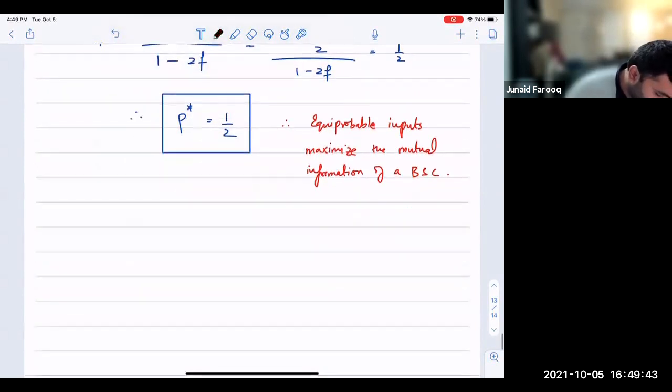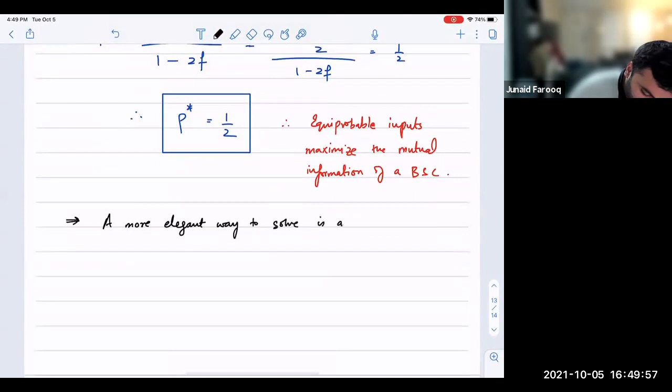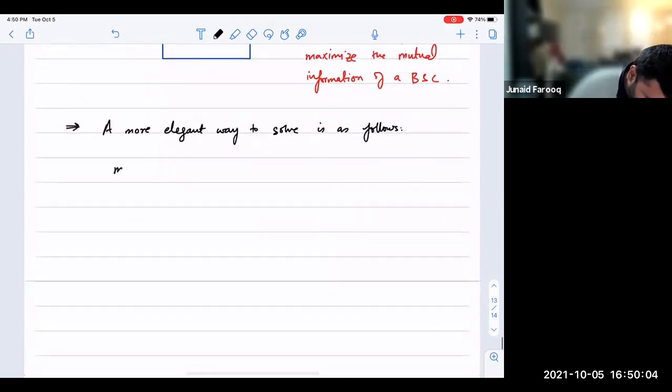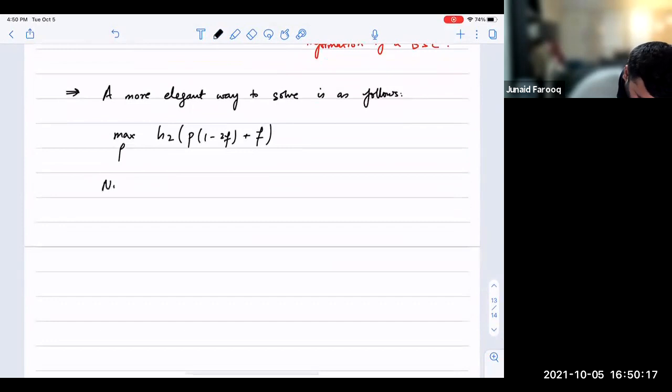Just an anecdote here: a more elegant way to solve it would have been to maximize over P the H2 of P times (1 minus 2F) plus F. So if you're a bit smart, you can note that H2 of alpha has a maximum value of 1 for alpha equal to 1/2.